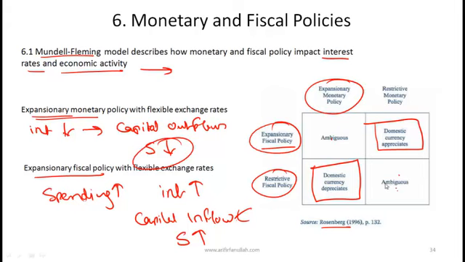The curriculum says a lot on this, but as long as you understand the core points I've covered here, that's good enough. The key is to recognize that when interest rates go down, then the exchange rate goes down or the currency weakens, and when interest rates go up, then the currency strengthens.